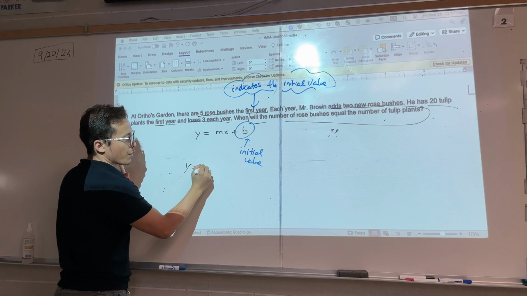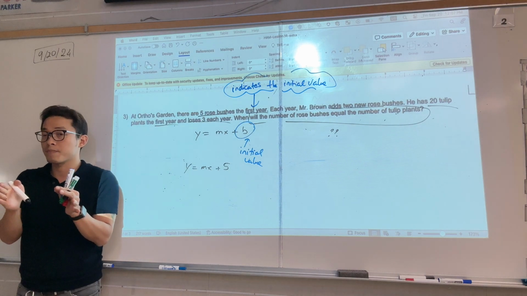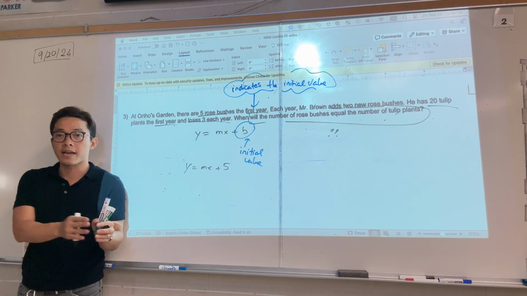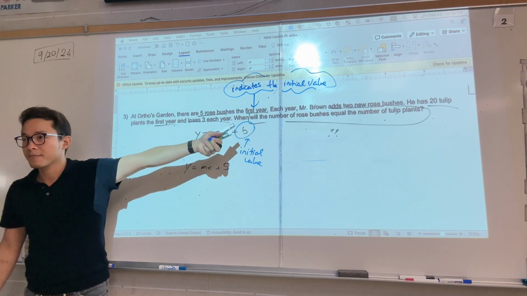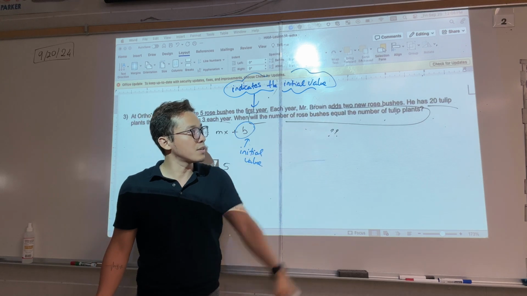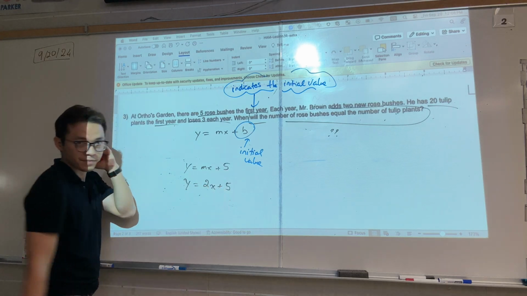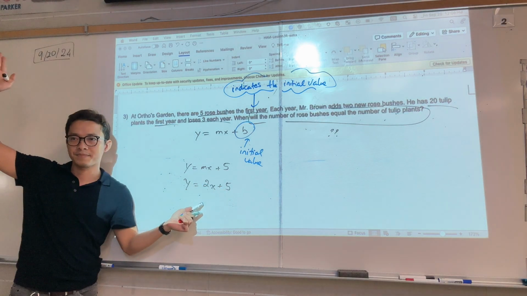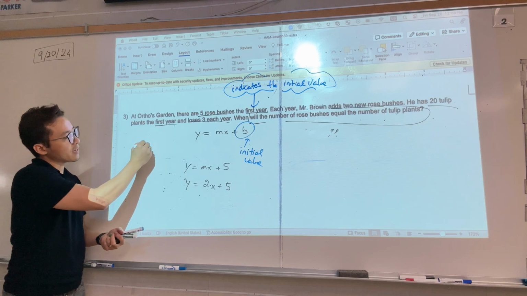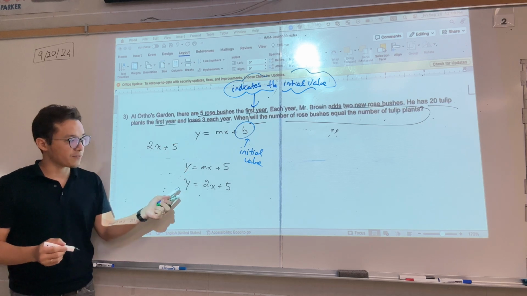So I know y equals mx plus 5. How do I find the slope? Remember, the slope is also the rate of change, like how they change every day, every month, every year. How do they change every year? 2, right? Add 2. Each year, Mr. Brown adds 2 new roses, right? So y equals 2x plus 5. How many of you got this equation? Okay, about half. I think a few of you just wrote 2x plus 5. You forgot the y. Remember, slope-intercept form, you need to have the y, okay?